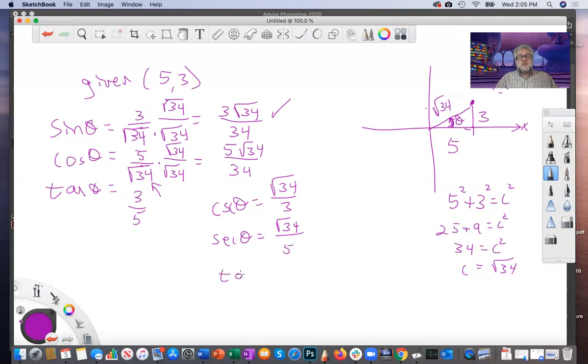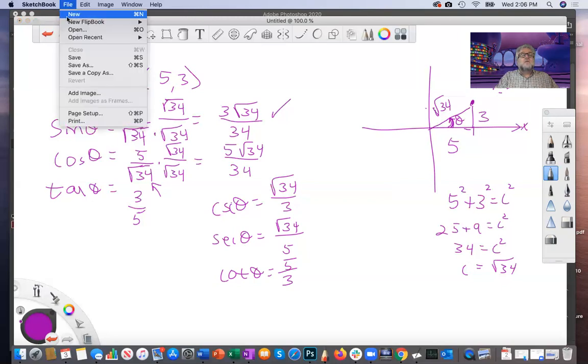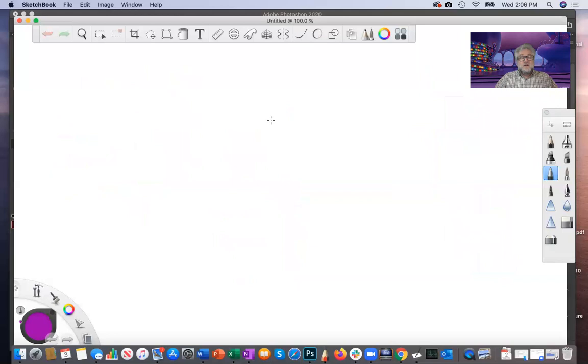And cotangent theta will be 1 over tangent. So tangent was 3/5, so 5/3. So those are the 6 trigonometric functions. I think this is one of the easiest problems you can get, finding the 6 trigonometric functions. Students hate it. I don't get it. But you should make sure you're good at doing this, because certainly you're going to need to do that sometime.